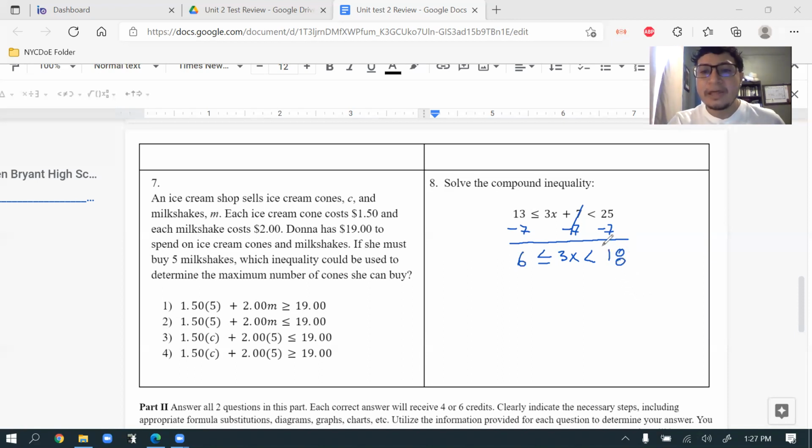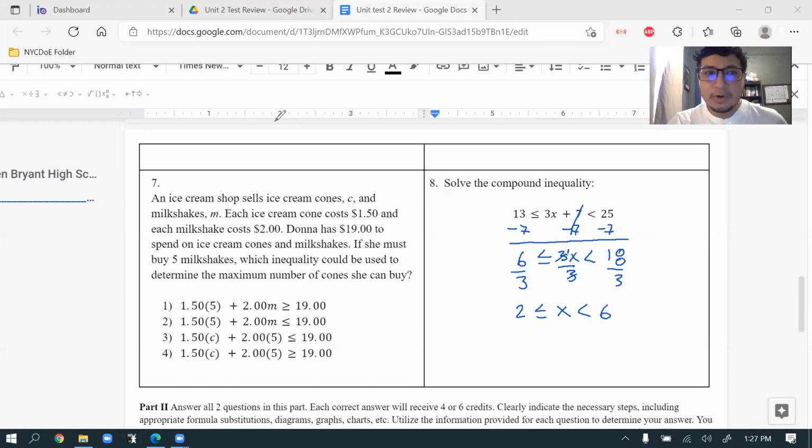Then I'm going to divide all three parts by 3, because x is being multiplied by 3. The inverse operation of multiplication is division. So let's go ahead and divide. 6 divided by 3 is 2. 3 divided by 3 is 1, and 1 times x is x. And of course, the inequality symbols stay the same because I did not divide by any negative number. Finally, 18 divided by 3 is 6.